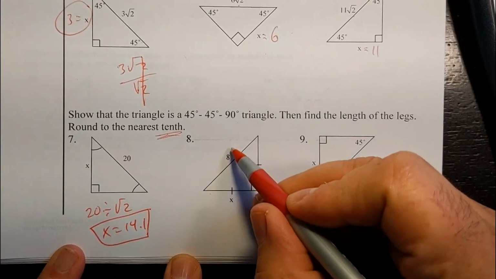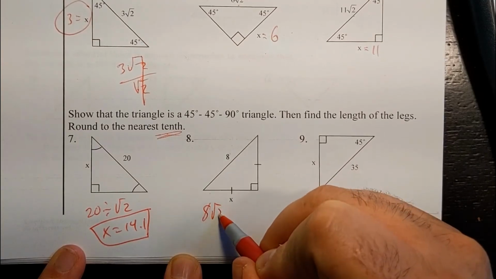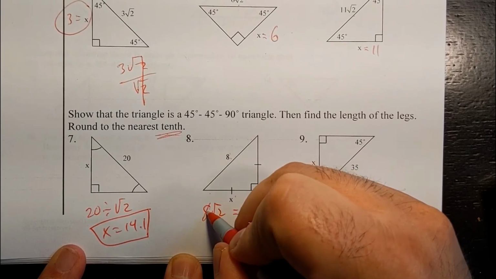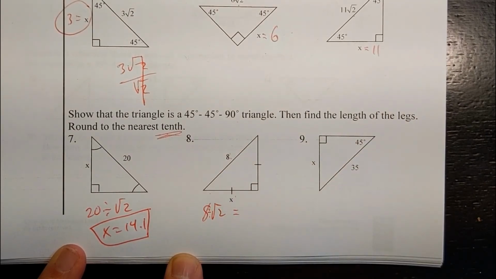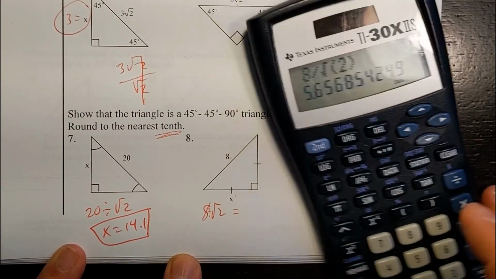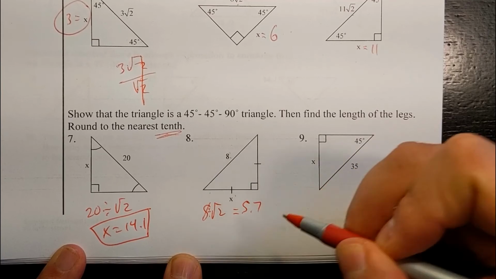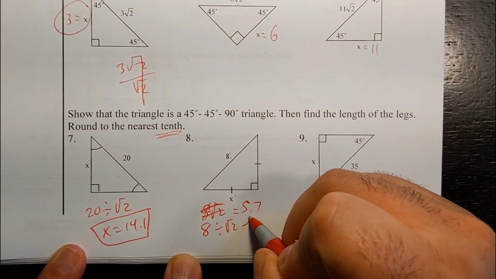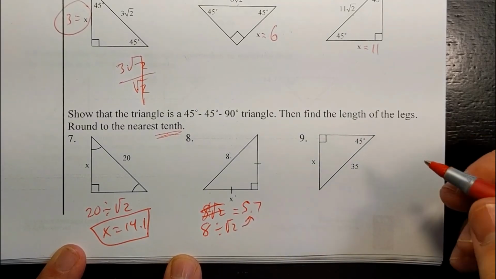Over here, same thing. You would divide 8 by the square root of 2, because you have a hypotenuse and you're looking for a leg. So 8 divided by the square root of 2, I get 5.7. And remember, I'm going to rewrite this: 8 divided by square root of 2 is how I got that.